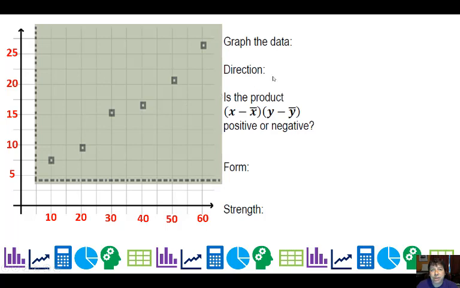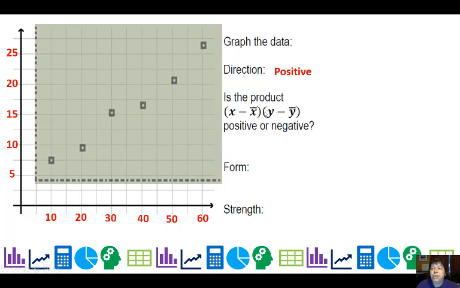What direction does this take? Remember, we got to do DUFS. Direction, unusual features, which we've already sort of talked about. Direction is positive. Unusual features, not really. Form, I'll get to in strength.